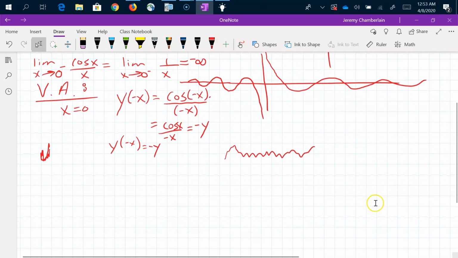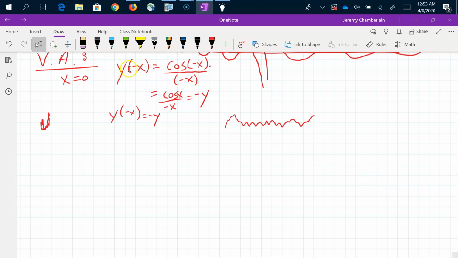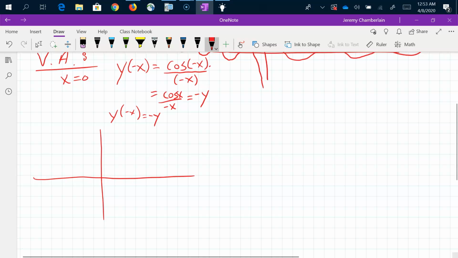Okay, so that was not a very good graph, so I'm going to attempt to redraw that. Let me erase some of these other things here. So I'm going to try to draw this a little bit more accurately. So on this side, it's doing something like this, and on this side, it's doing something like that. Okay. So over here, I'm going to have a local minimum. Over here, I'm going to have a local max.